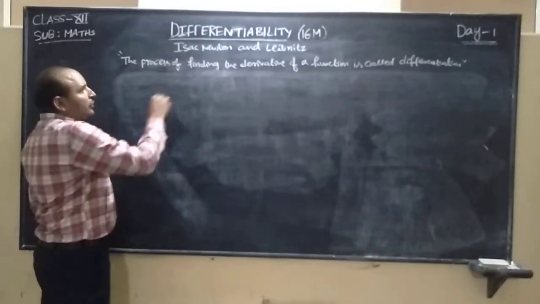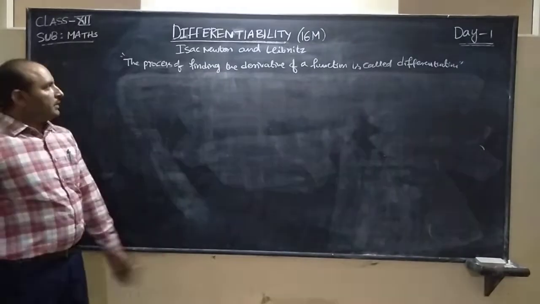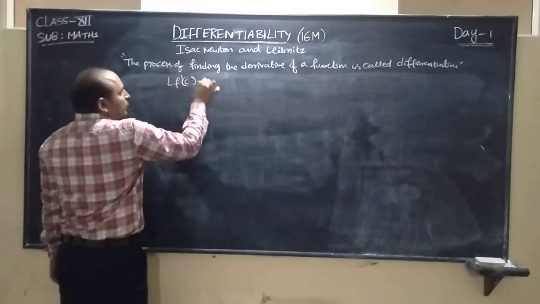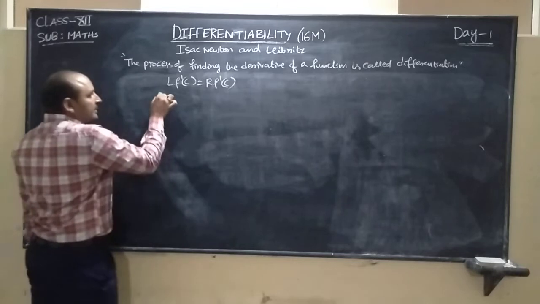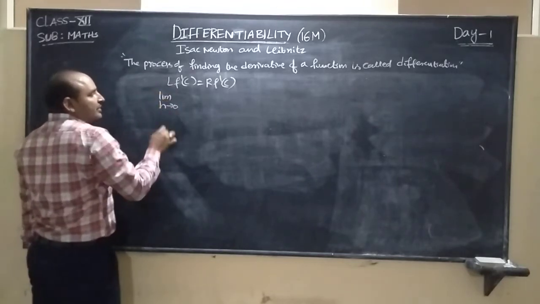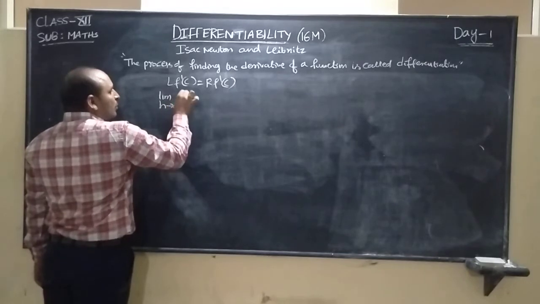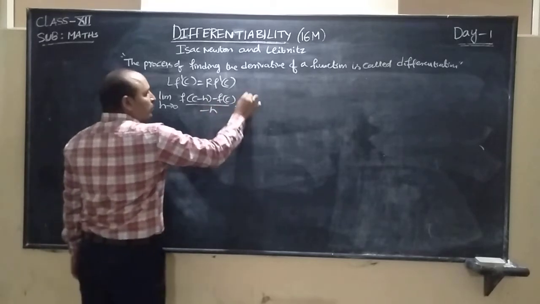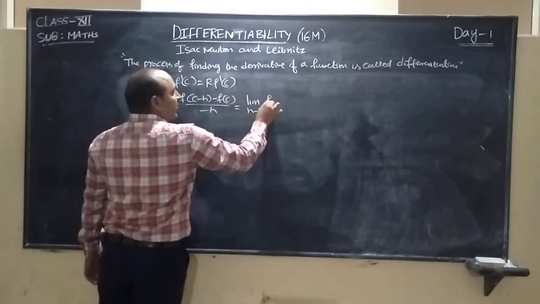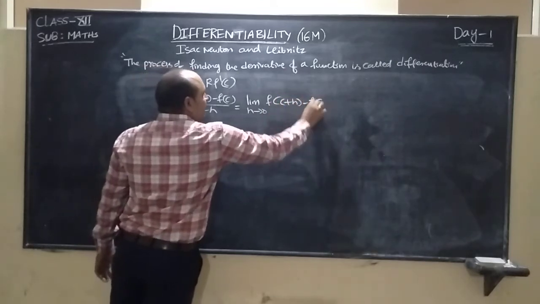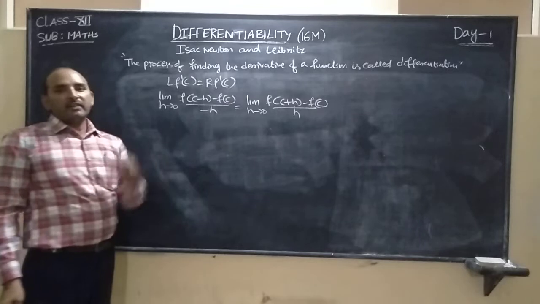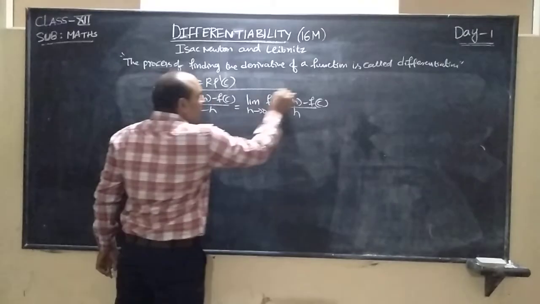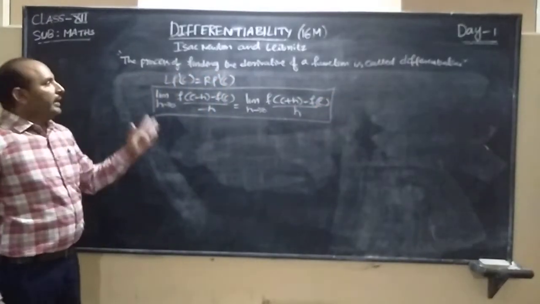According to the derivative of a function, left derivative of a function is equal to right derivative of a function. That is nothing but limit h tends to 0, f of c minus h minus f of c divided by minus h, is equal to the right derivative, limit h tends to 0, f of c plus h minus f of c divided by h. Both are finite values. For the derivative of the function to exist, these two values must be equal. Then only it is possible.